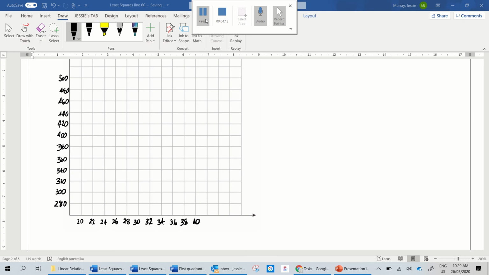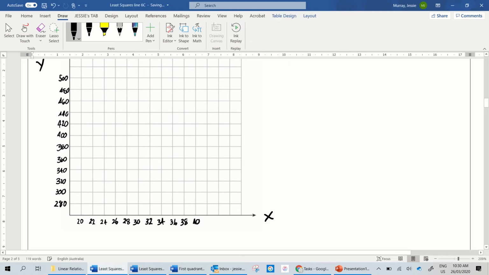Okay, so I've put this grid on, done my axes. Again, if your axis is going up by a certain amount that's different to mine, that's okay, as long as each axis, being your x and your y, are going up by the same amount on their own axes.